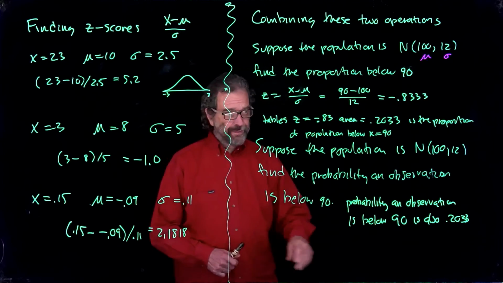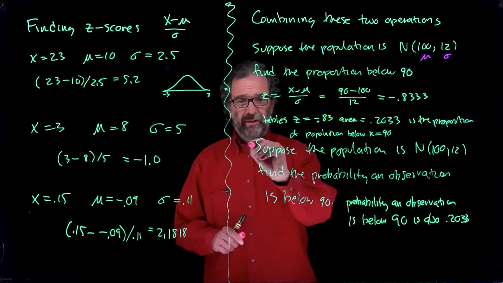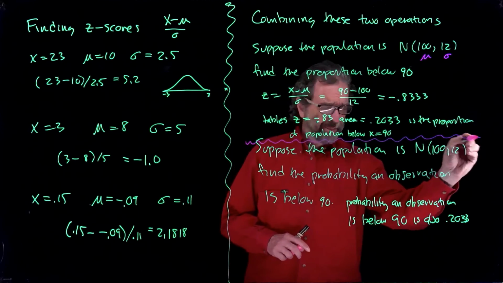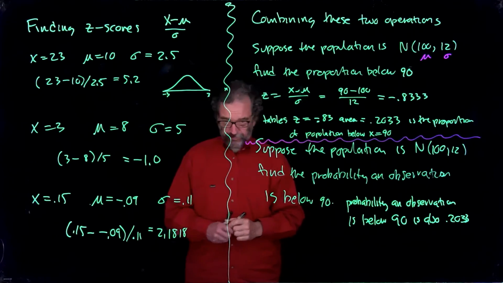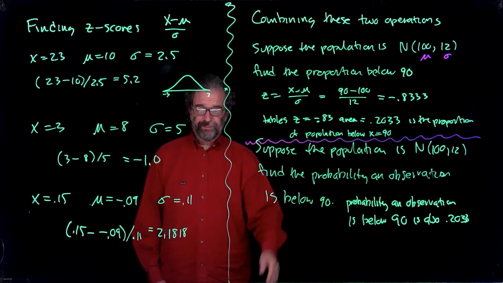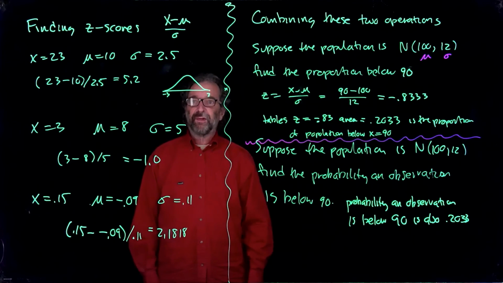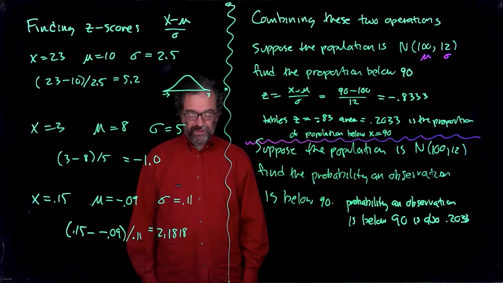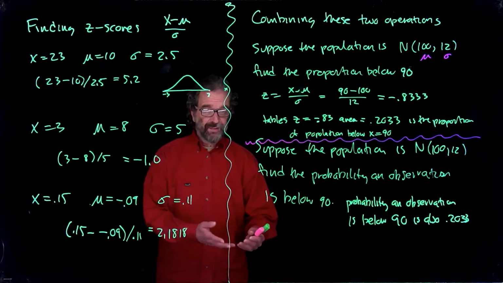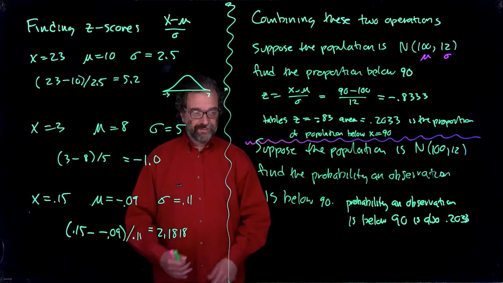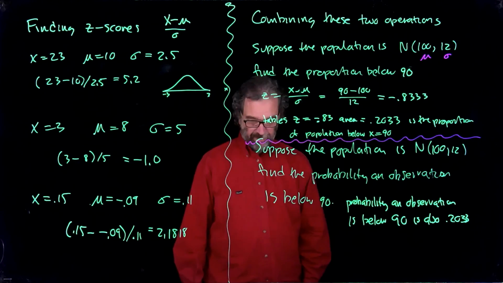So the proportion below and the probability are the same number. In fact, the proportion of the population satisfying some condition and the probability of finding an observation satisfying the same condition, they're the same number. That kind of makes sense because that's the fraction of the population, so that's the chance you might choose that kind of value randomly out of the population. And we're moving on to the next slide.